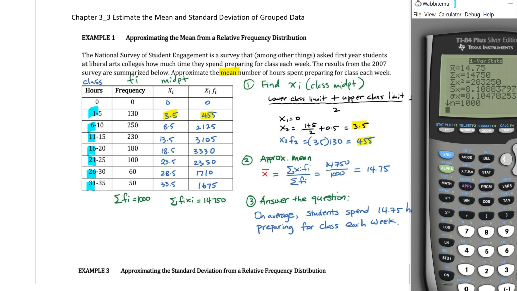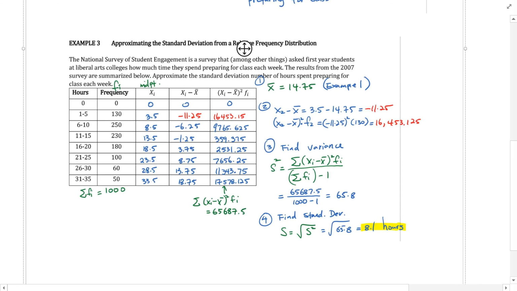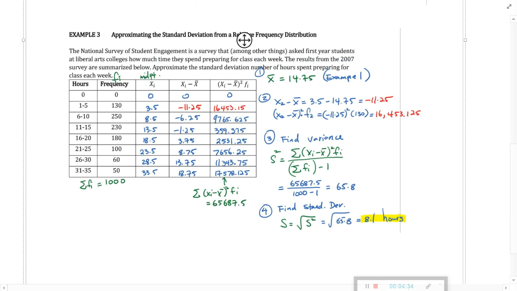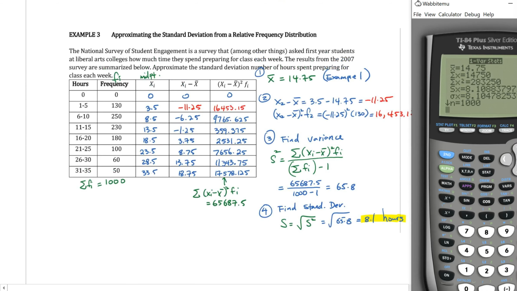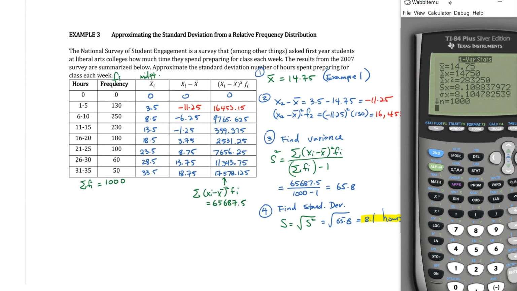For an application question, a reminder: it is important that you answer the question in a complete sentence to interpret the result. Now let's go to the standard deviation one. For the standard deviation, we use the same example here. Notice that I recalculated 8.1. That's what we got last time. And in my calculator, I also have 8.1. That's the sample standard deviation here.